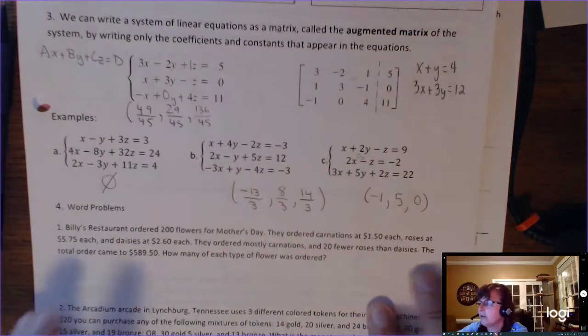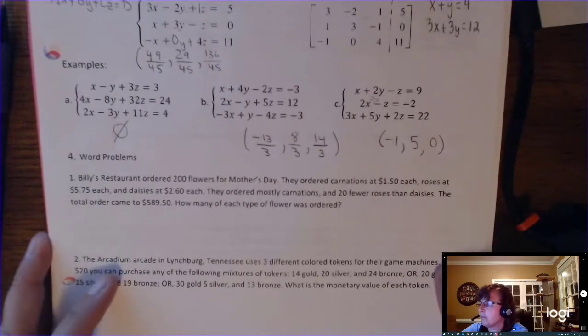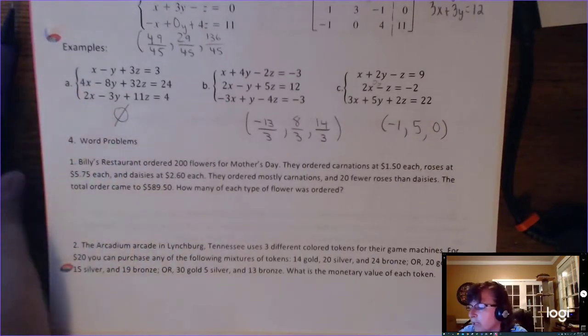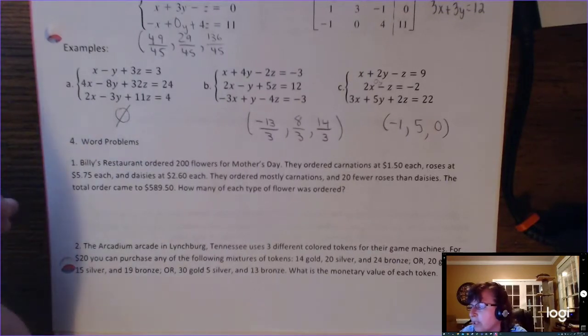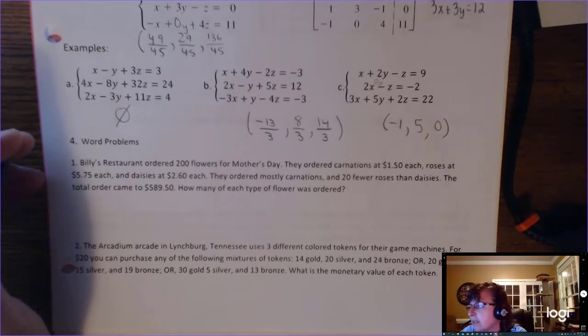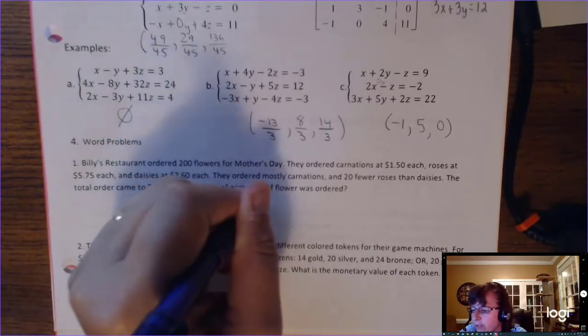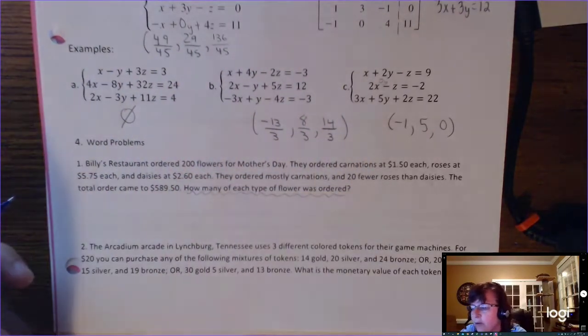Okay, all right, let's head to word problems. All right, so the first word problem: Billy's restaurant orders 200 flowers for Mother's Day. They ordered carnations at $1.50 each, roses at $5.75 each, and daisies at $2.60 each. They ordered mostly carnations and 20 fewer roses than daisies. The total order came to $589.50. And then the question, just like before, the question is where you go to define your variables. How many of each type of flower was ordered?